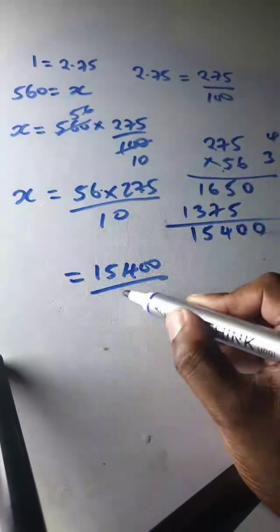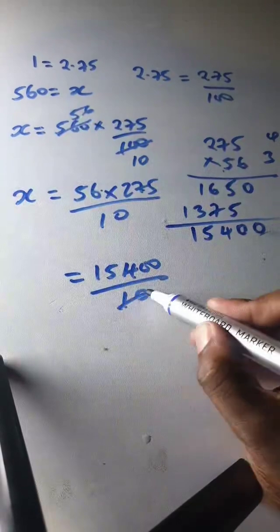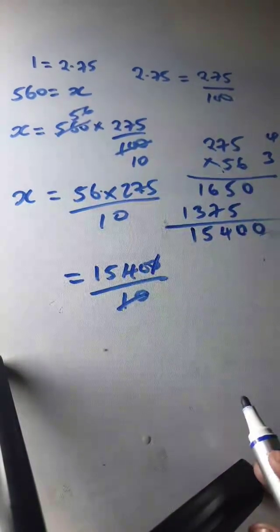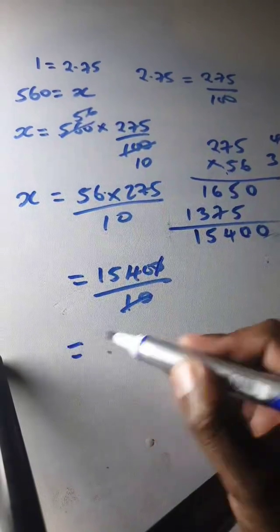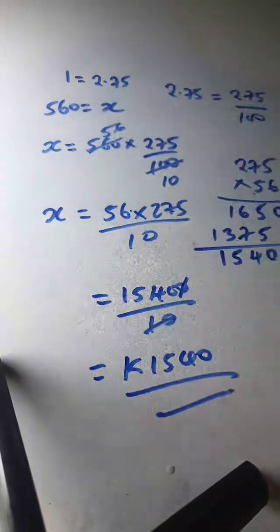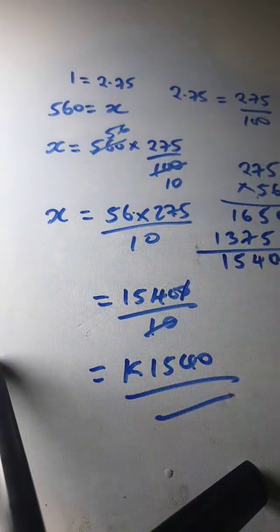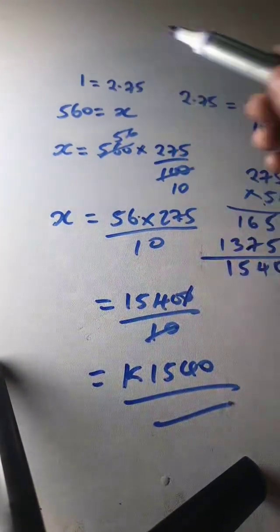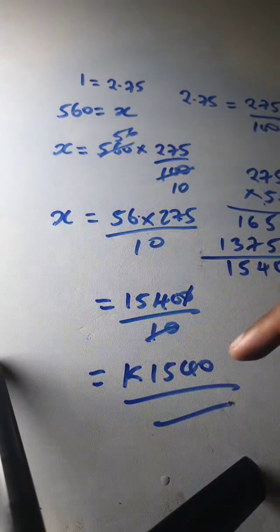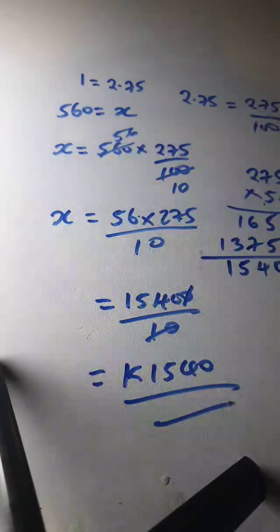So on top now, we are going to have 15,400 divided by 10. 10 into 15,400 is 1,540. So this is how much this gentleman got for having 560 shares in that particular company, where a person with a single share was getting 2 kwacha 75 ngwee. This businessman got 1,540 kwacha because he had 560 shares in that particular company.